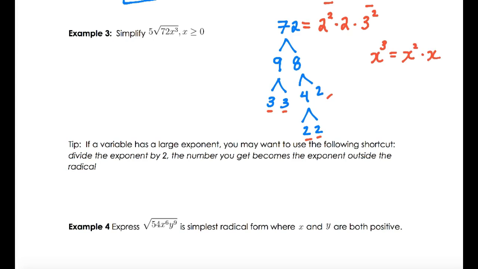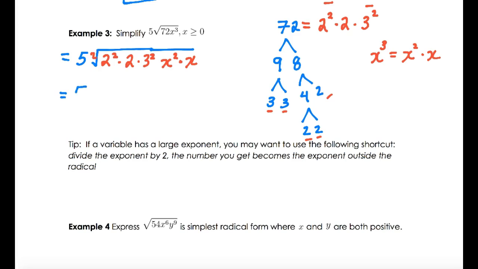That's x cubed. So when we rewrite this problem, we're going to leave the 5 out front times the square root of our number, 72, which is 2 squared times 2 times 3 squared, and then we're going to put x squared times x. Now, anything that's raised to a power of 2 is coming out because this is a square root. That little index is a 2. We just don't write it.